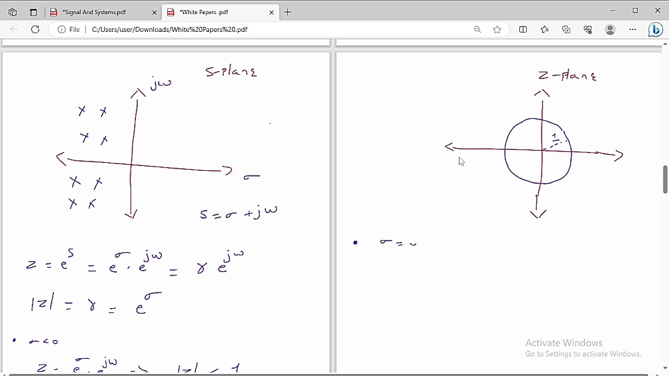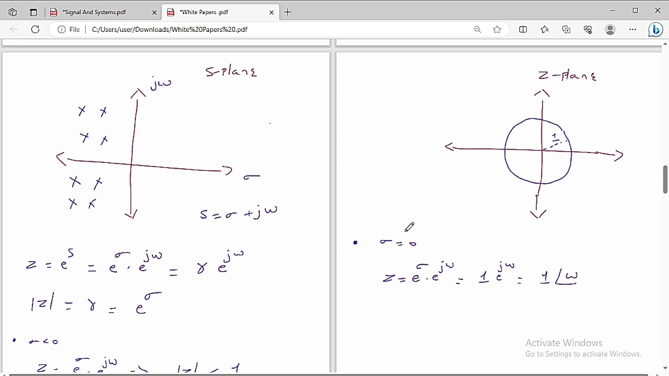In that case, sigma is equal to 0. So you know Z is equal to e to the power of sigma into e to the power of j omega. So e to the power of sigma is nothing but e to the power of 0, which is 1, into e to the power of j omega. If you write in polar format, 1 at an angle of omega. Therefore all these points on the imaginary axis are going to map on the unit circle.